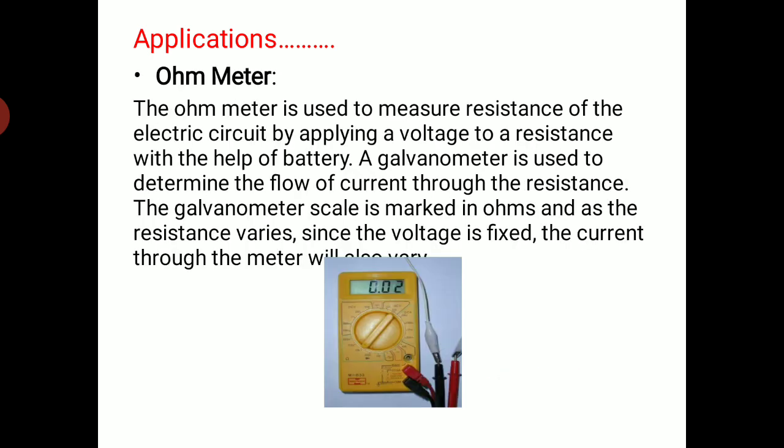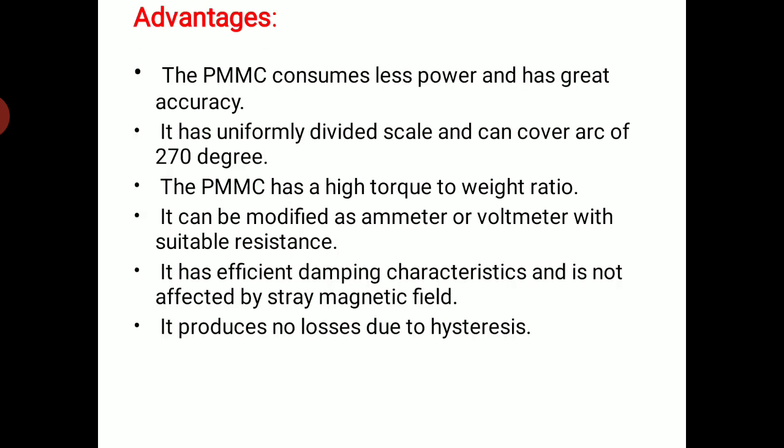So, the ohmmeter. As I told, it is used to measure resistance values by applying a voltage to a resistance with the help of batteries. Generally, the galvanometer scale is marked in ohms as the resistance value. Since the voltage is fixed to the meter, it may be used as an ohmmeter.